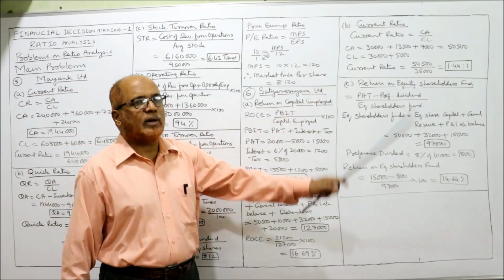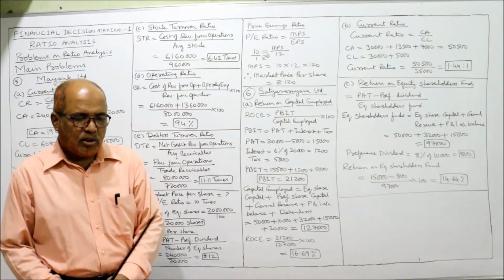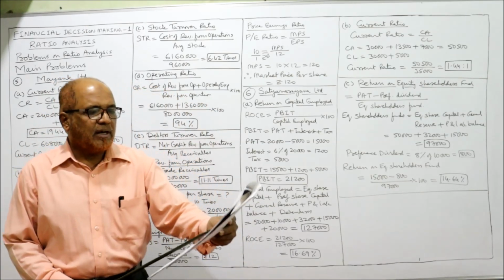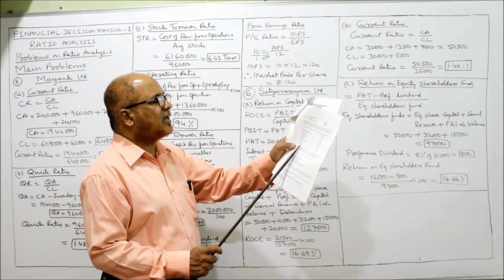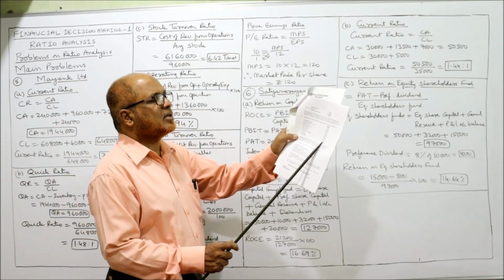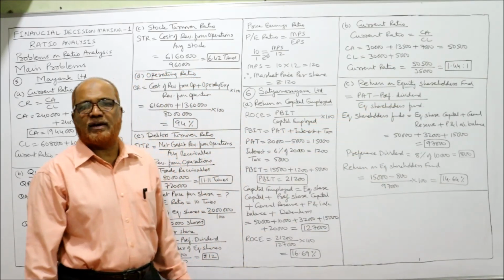Secondly, it is asking you to calculate the current ratio, current assets by current liabilities. So current assets are given in the problem: inventory, receivables, bank balance. So 3 items. Inventories are 30,000, 13,500, 7,000. So total current assets 50,500.